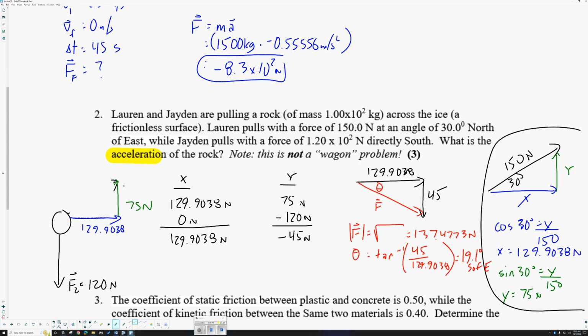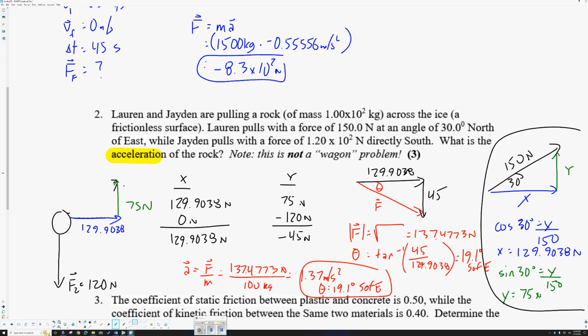But what are we asked to find here? Not the net force, but the acceleration. So let's say A is equal to F over M. 137.4773 newtons divided by the mass. Mass was 100 kilograms. That's going to give me an acceleration of 1.37 meters per second squared to 3 digits. And our angle is going to be the same as the direction of the force was, 19.1 degrees south of east. So final answer, 1.37 meters per second squared, 19.1 degrees south of east.